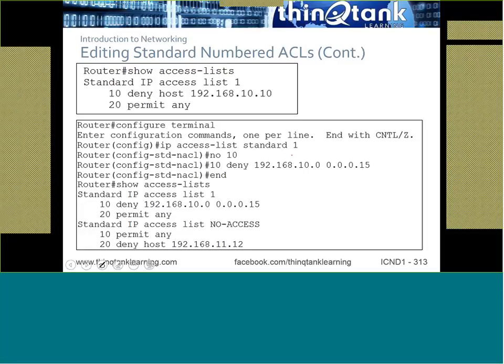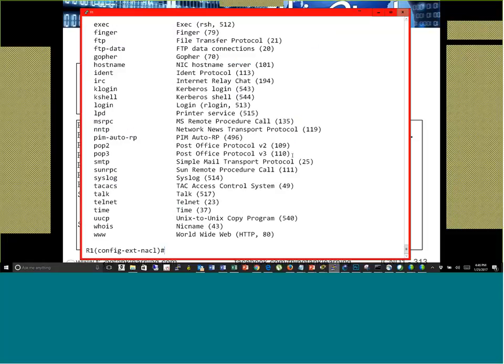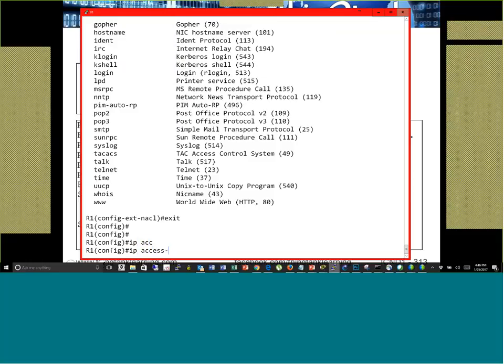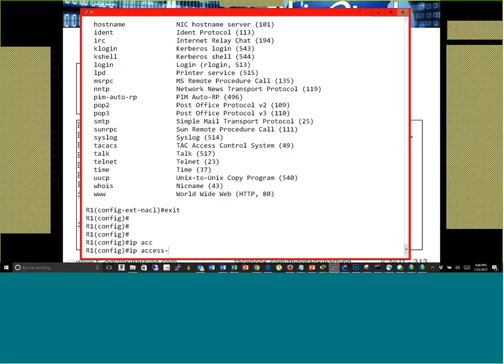Now, the newer version of code is very interesting. This tripped me up a little bit originally, because I can still come into my router and create an access list using the legacy method. If I'm using the modern method, I use the IP access-list command. If I'm using the legacy method, I just simply use access-list.